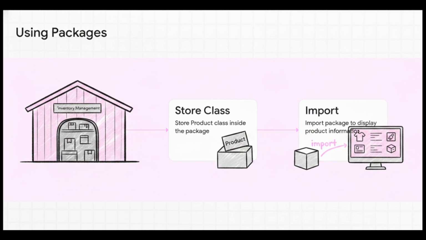Step 1. We create a custom, user-defined package, and we name it inventory.management. Think of this like dedicating a whole specific wing of our warehouse purely to management tasks. Step 2. We take that base product class we built earlier, and we neatly store it right inside this package. Step 3. We switch over to a completely different Java program. Maybe it's our main dashboard screen. And we use the import keyword to bring that package in so we can easily display our product information. We are keeping our workspace completely clean and only loading the specific tools we need exactly when we need them.